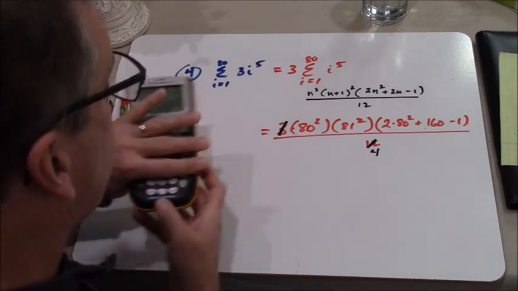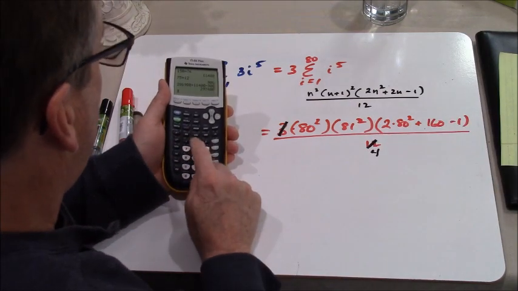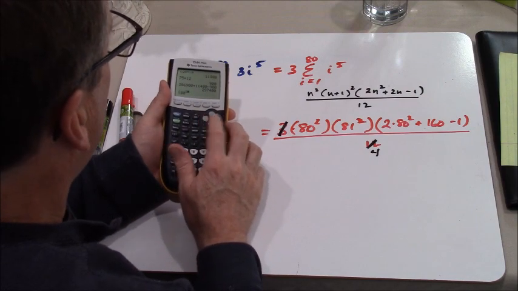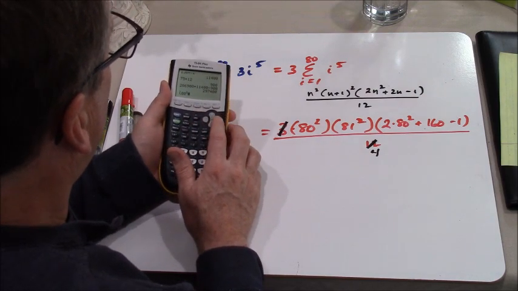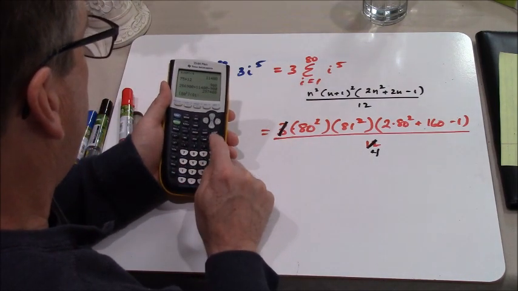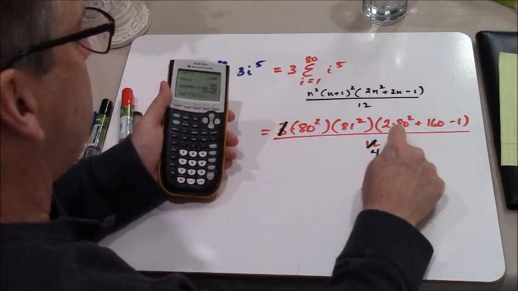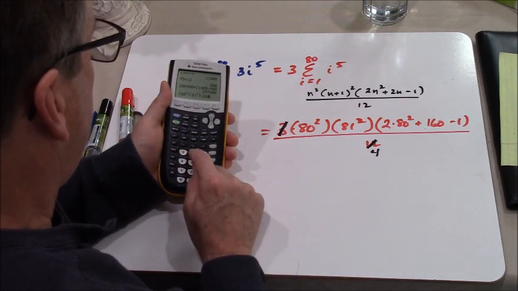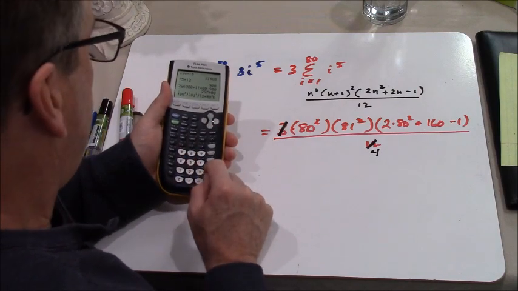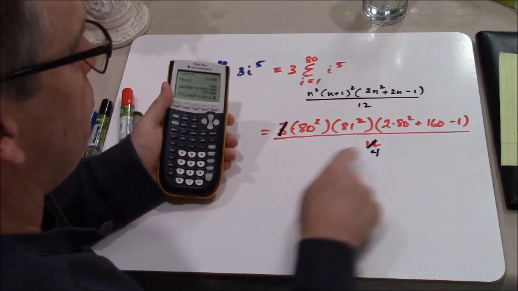So with my calculator, I'm just going to type this in exactly the way it looks. In parentheses, I've got 80 raised to the second power. And then I got to arrow out of that exponent. And I'll do another set of parentheses, 81 raised to the second power. And then I've got my third set of parentheses. I've got 2 times 80 squared plus 160 minus 1. And then divided by 4.